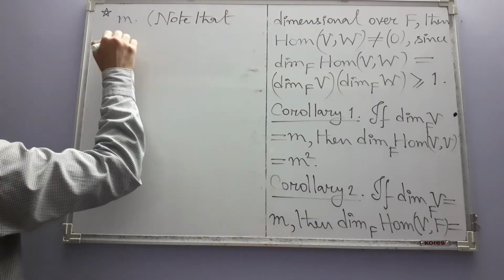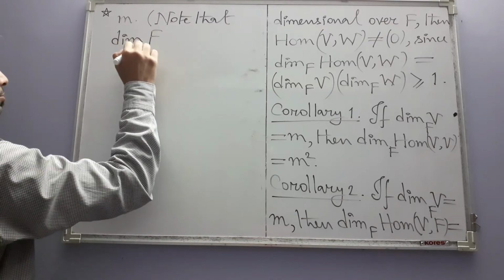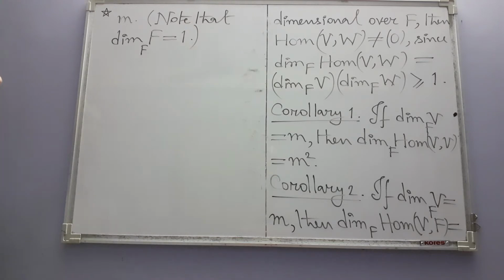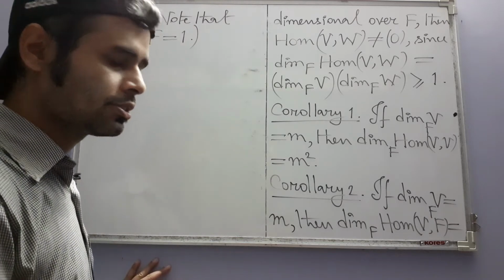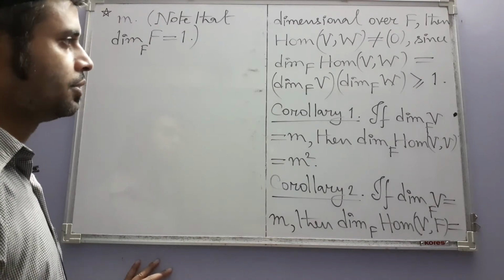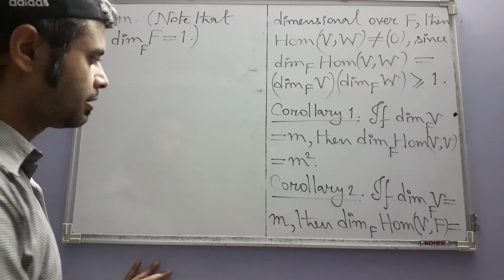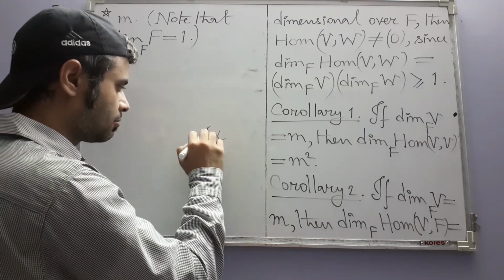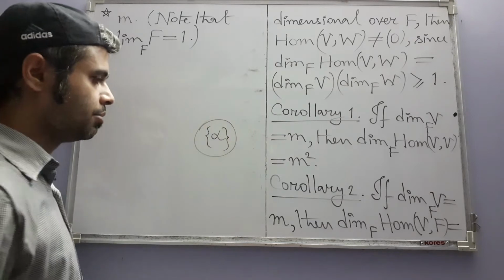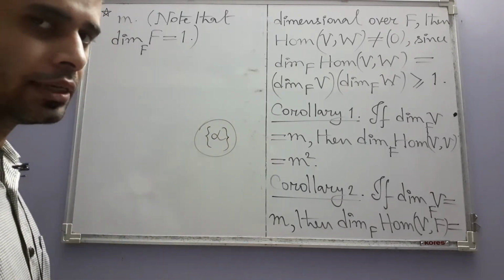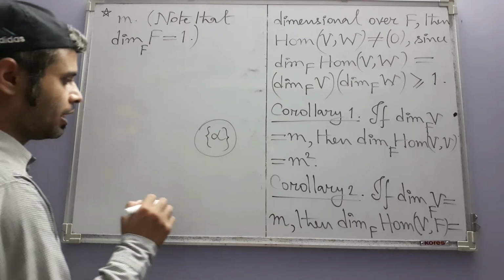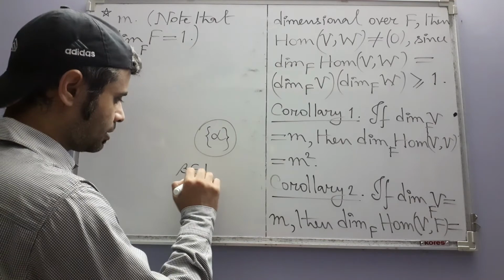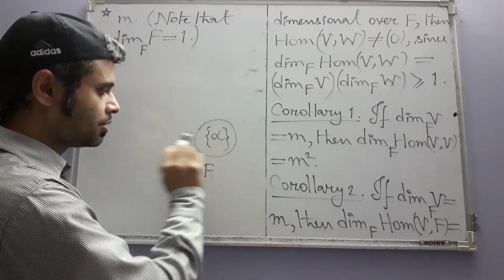the dimension of F over F is 1. Any field is a vector space over itself in a trivial manner, and in that space you take any single non-zero field element, say you take alpha. This itself is a basis. If you ask why, it's very easy to show why. Any beta belonging to F is a linear combination of this alpha.